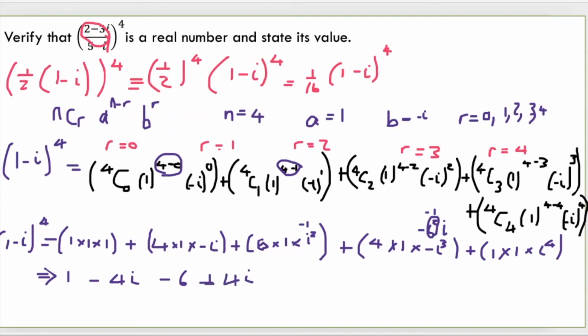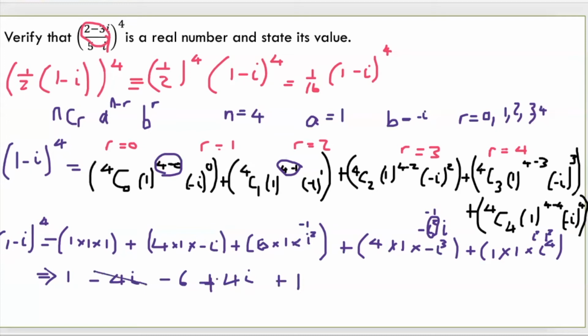Finally, i raised to the power 4. Remember, i to the 4th is i squared times i squared. So that is negative 1 times negative 1. So that's positive 1. So 1 times 1 times 1 is 1.